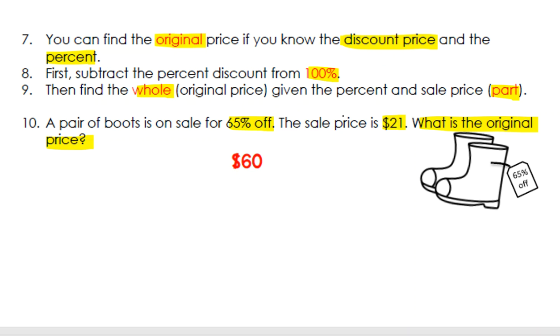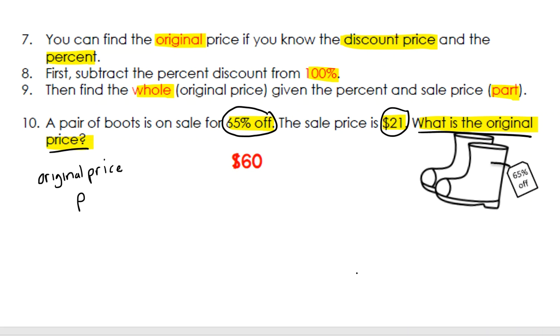Okay? So if we're trying to figure out the original price, that's what we don't know. Let's call that P. That's the original price. We don't know what this is. That's why we assigned it a variable. We do know that the boots were on sale for 65% off. So that means we have to subtract 65% off of the original price, and that gave us the final sales price of $21.